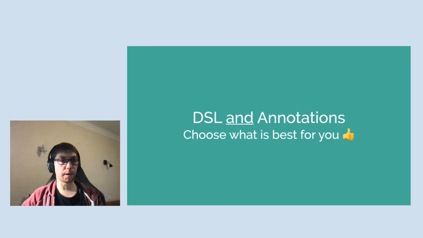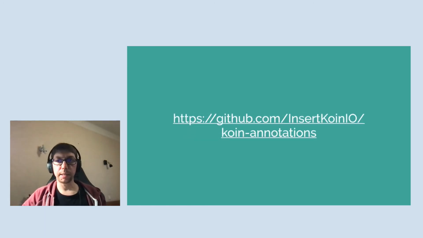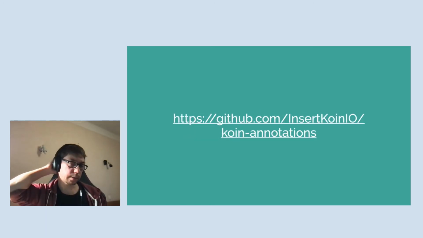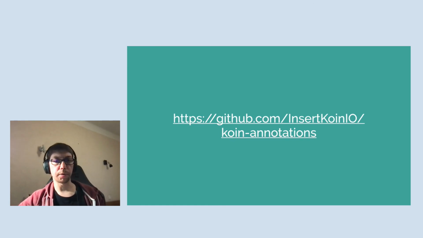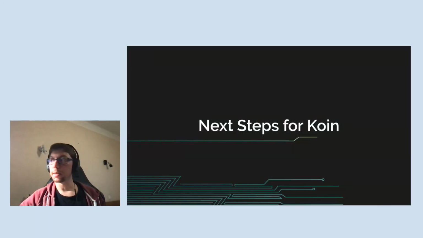We try to give the best that we can to help you declare things in Koin, either with DSL if you want, or annotation, or you can mix if you want. Find everything about the Koin annotation project on GitHub, at insert-koin.io/koin-annotations. The first beta version has been launched. You can already play with Koin annotation, and that's it.